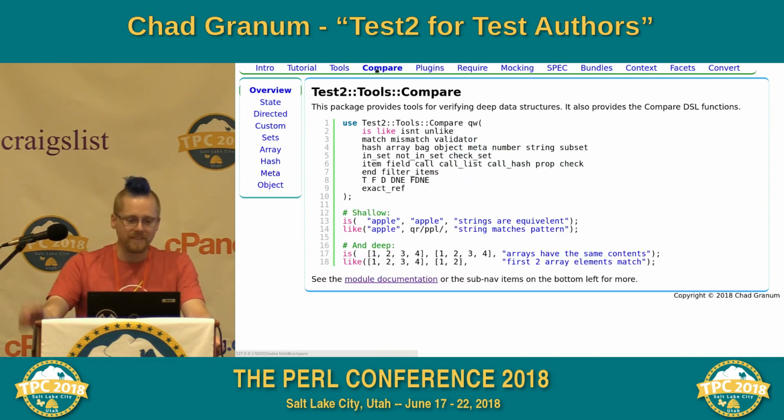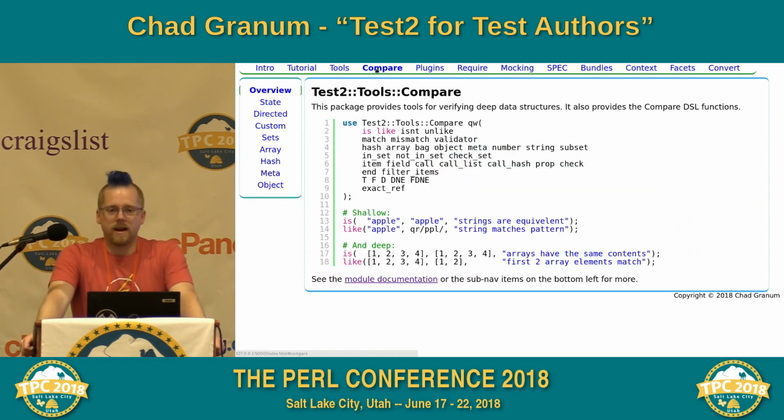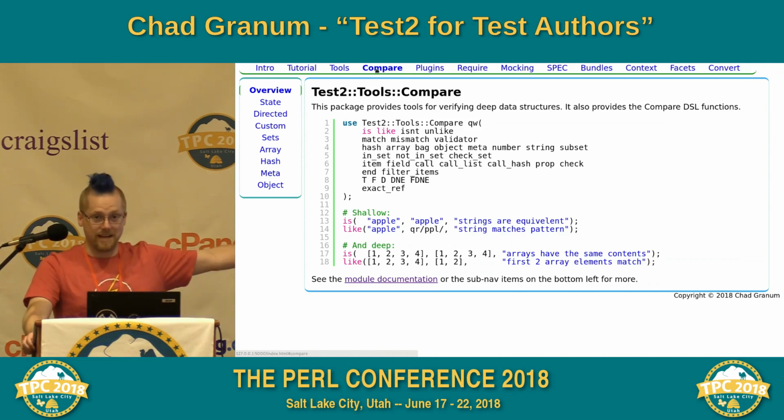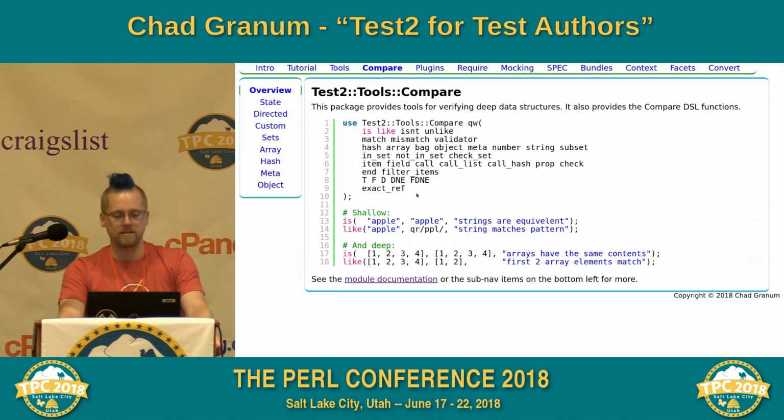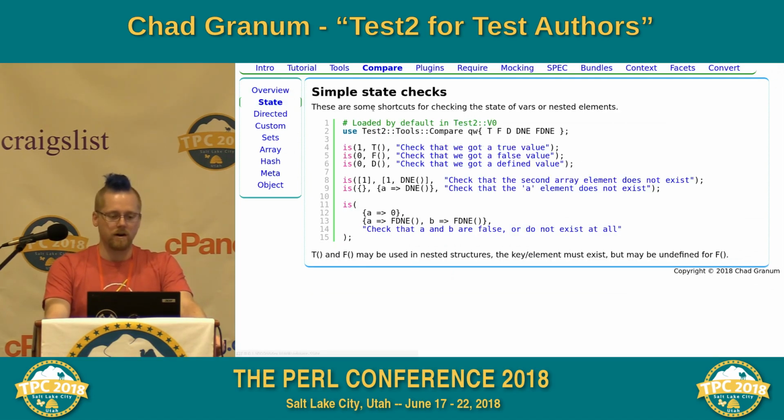Cool. So Test2 tools compare is where all that really nice stuff you saw a couple slides back is defined, with all the good diagnostics. And it provides quite a few tools. There's is, there's like, there's isn't, and unlike. And then there's a bunch of helpers, match, mismatch, validator. I'm going to get into all of these in later slides. And we've already covered how to use those, so I'm going to move on.